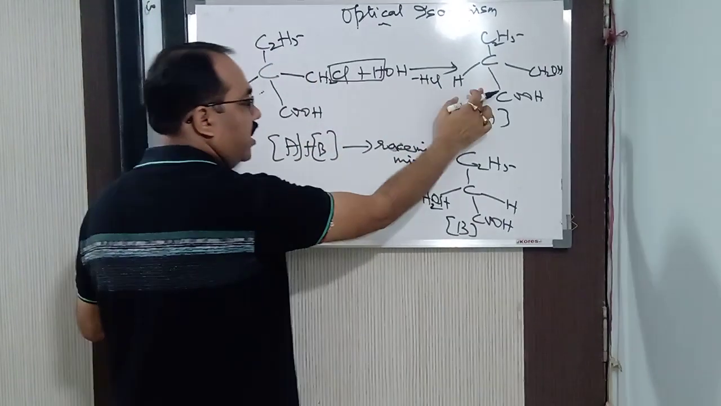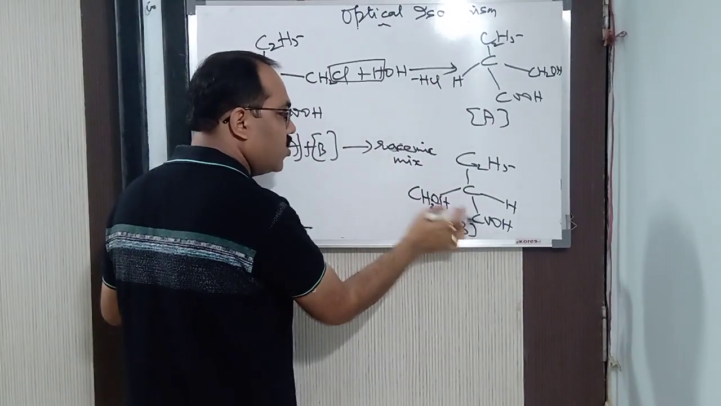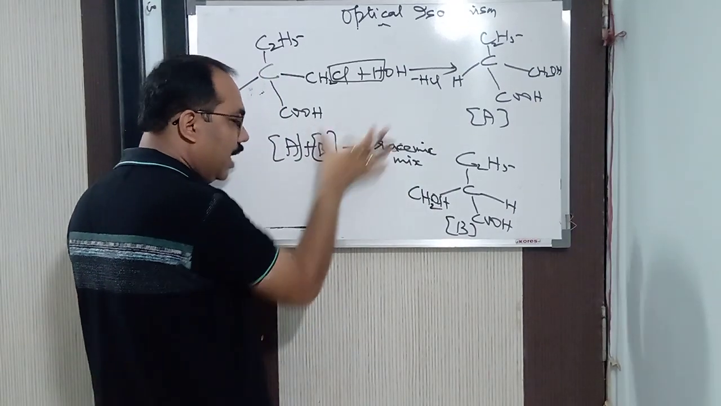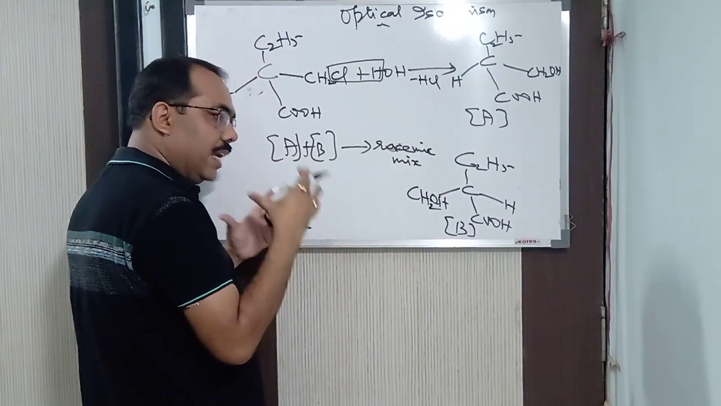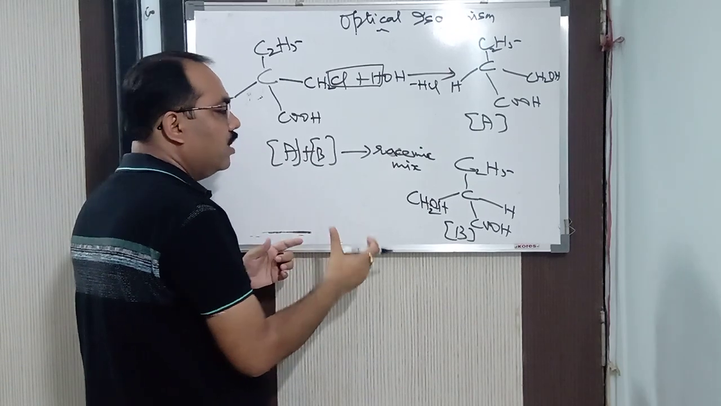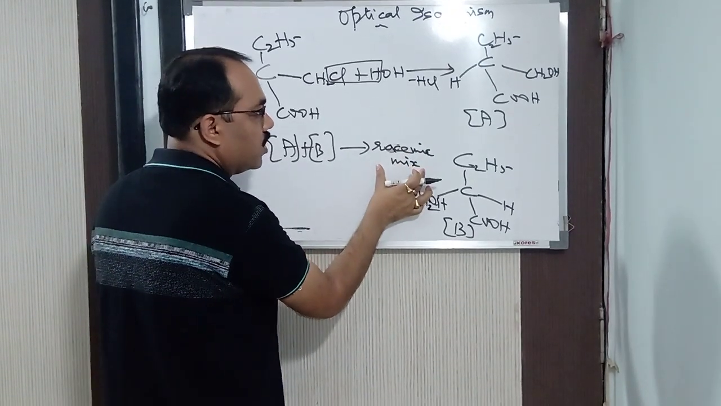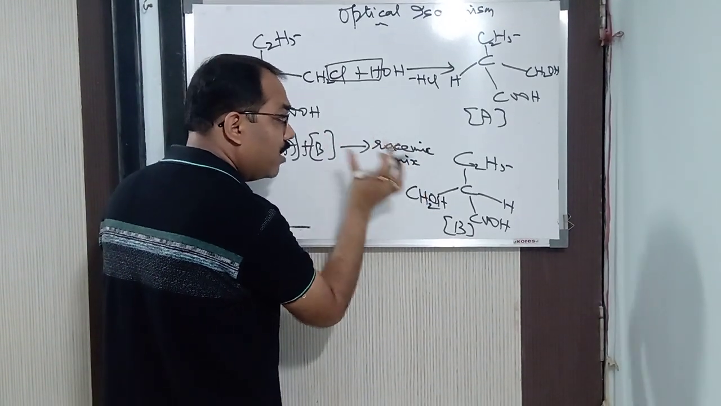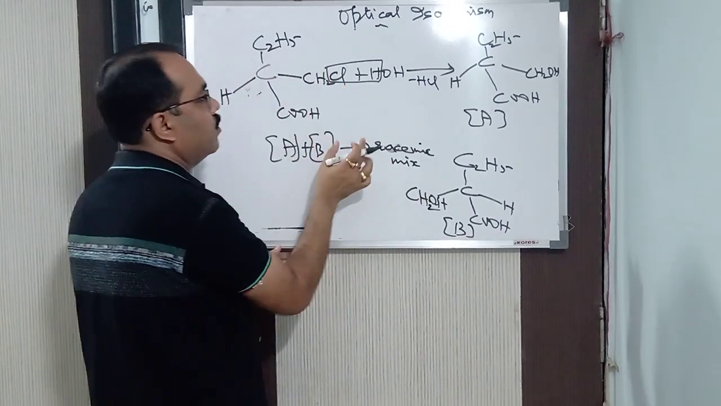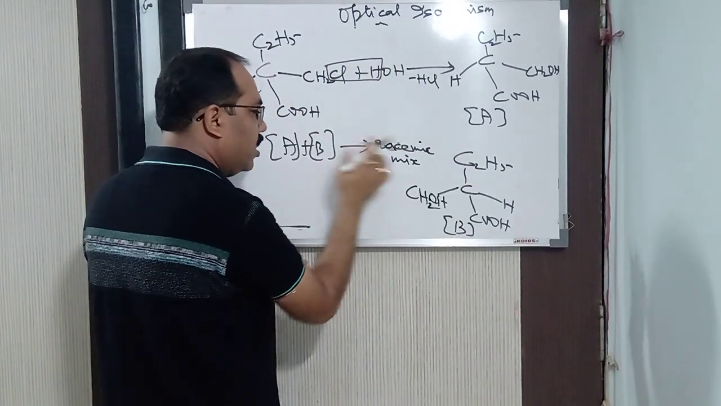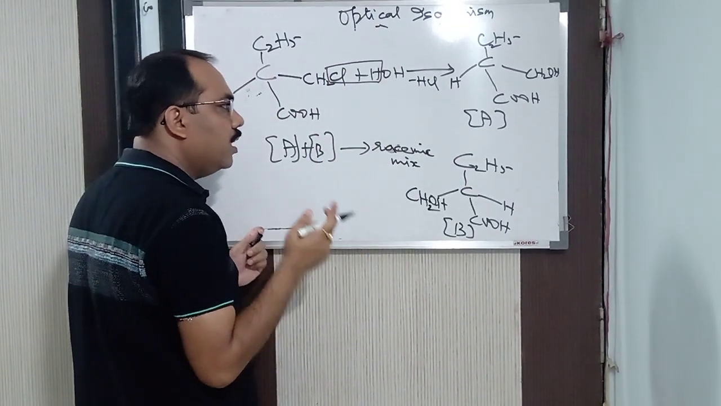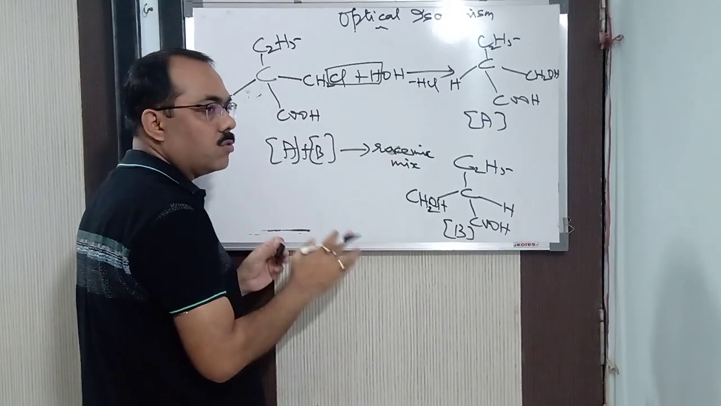What I said, this is retention, this one is inversion, and when I combine A and B equally and mix them, I get an optically inactive compound. What is that known as? Racemic mixture, and the phenomenon is known as racemization. So retention, inversion, racemization. I hope it has been clear to you. This is about your optical isomerism. Thank you.